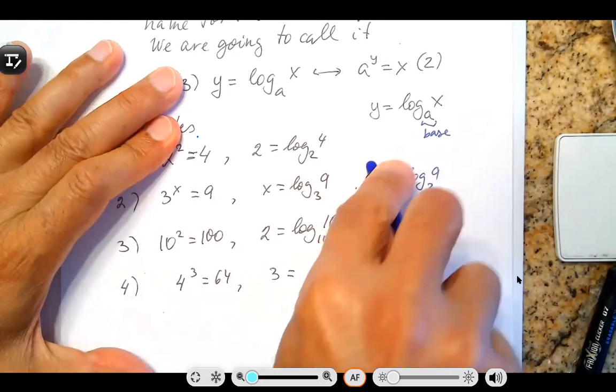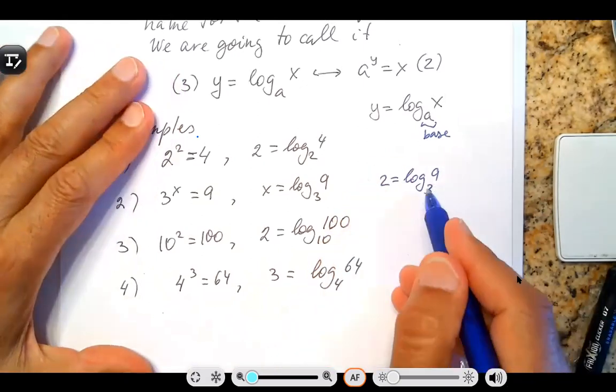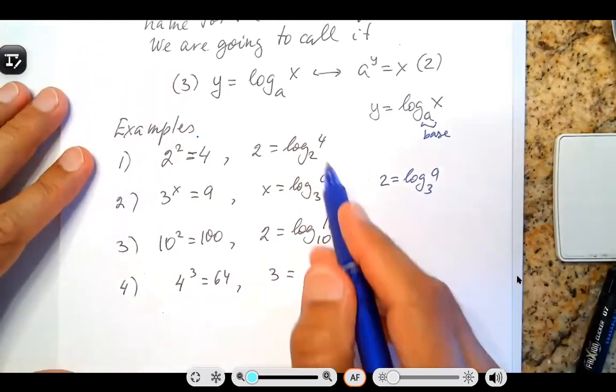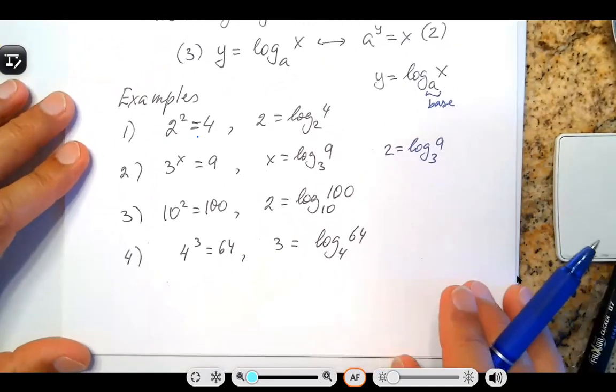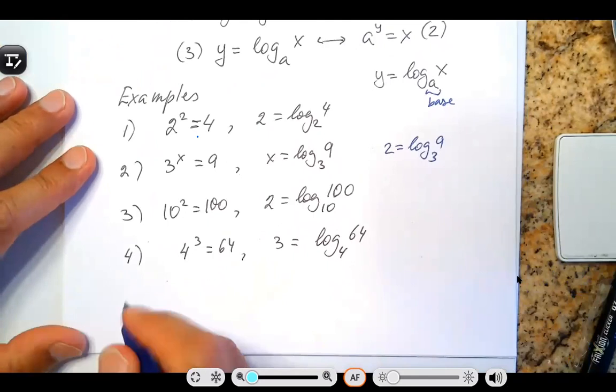Why? Because 3 to the second is 9. 2 to the second is 4. So you start calculating logarithms, even though we made up that name. Let's try another one.